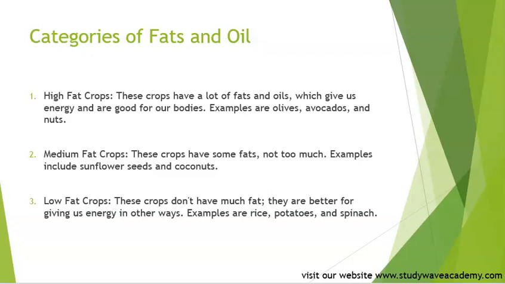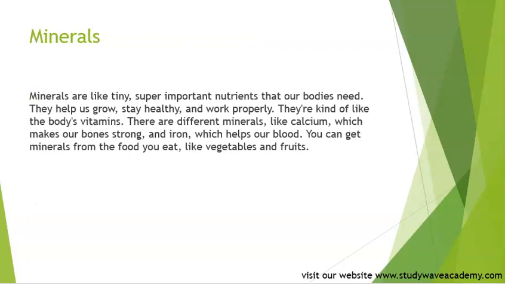Good. So remember, fats and oil are nutrients that are found in our food that give us energy and help our body function properly. Okay? So all these crops include fats and oil in them, and they have their different categories in which they provide fats for us. Okay? So we are going to be looking at the next type of nutrients, minerals.